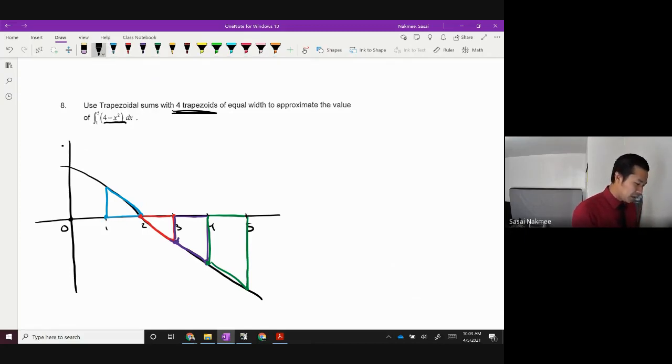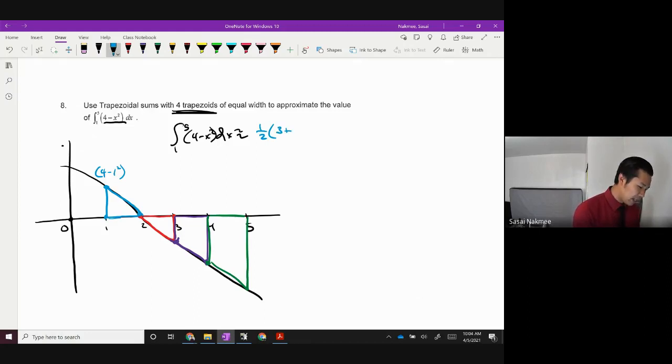So the integral from 1 to 5 of 4 minus x squared dx is going to be approximately, and we just do each of these trapezoids. The first trapezoid is going to be 1/2. The base one is going to be this guy. I need to calculate this out. So this right here is going to be 4 minus 1 squared, which is just going to be equal to 3.